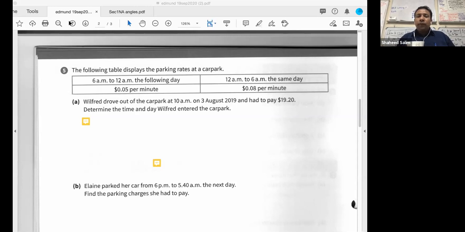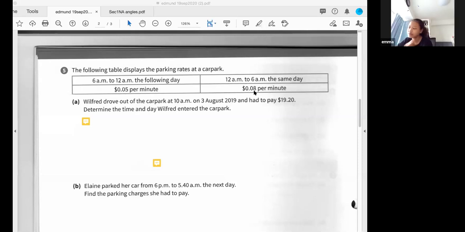So now from 12 a.m. to 10 a.m., how many hours is that? No, from 12 midnight. A.m. here is midnight, you know. 12 midnight to 10 a.m. in the morning. How many hours must pass? 10 hours, correct. 10 hours is how many minutes? 600. 600 minutes at 8 cents per minute. Can you find out how much is spent?